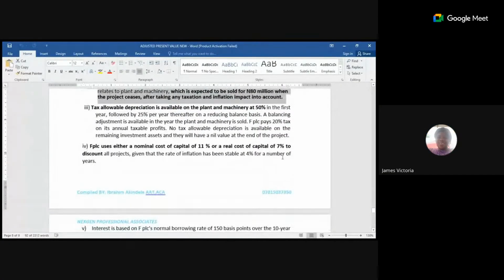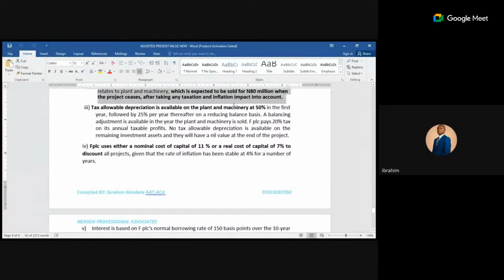Roman figure 3. Tax allowable depreciation is available on the plant and machinery at 50% in the first year, followed by 25% per year thereafter on a reducing balance basis. A balancing adjustment is available in the year the plant and machinery is sold. FPLC pays 20% tax on its annual taxable profits. No tax allowable depreciation is available on the remaining investment assets, and they will have no value at the end of the project.